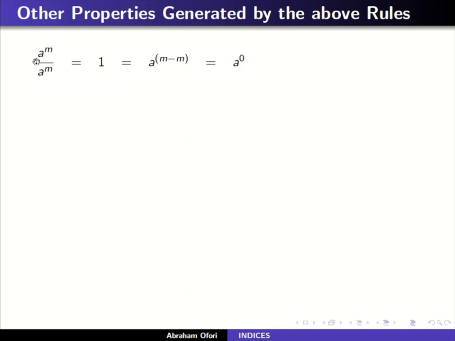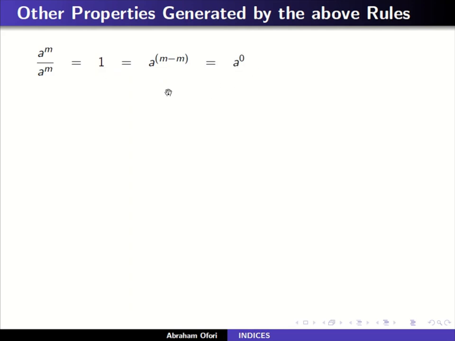It means I have the same number here divided by the same number. And any number divided by itself is what? 1. Like 2 over 2 is 1. 3 over 3 is 1. 2 to the power 5 is 32, over 2 to the power 5, which is 32. 32 over 32 is what? 1. But this can be rewritten as what? a to the power m minus m. And m minus m is what? 0. If I have 1 minus 1, I get 0. 2 minus 2, I get 0. So this one is actually equal to a to the power 0.